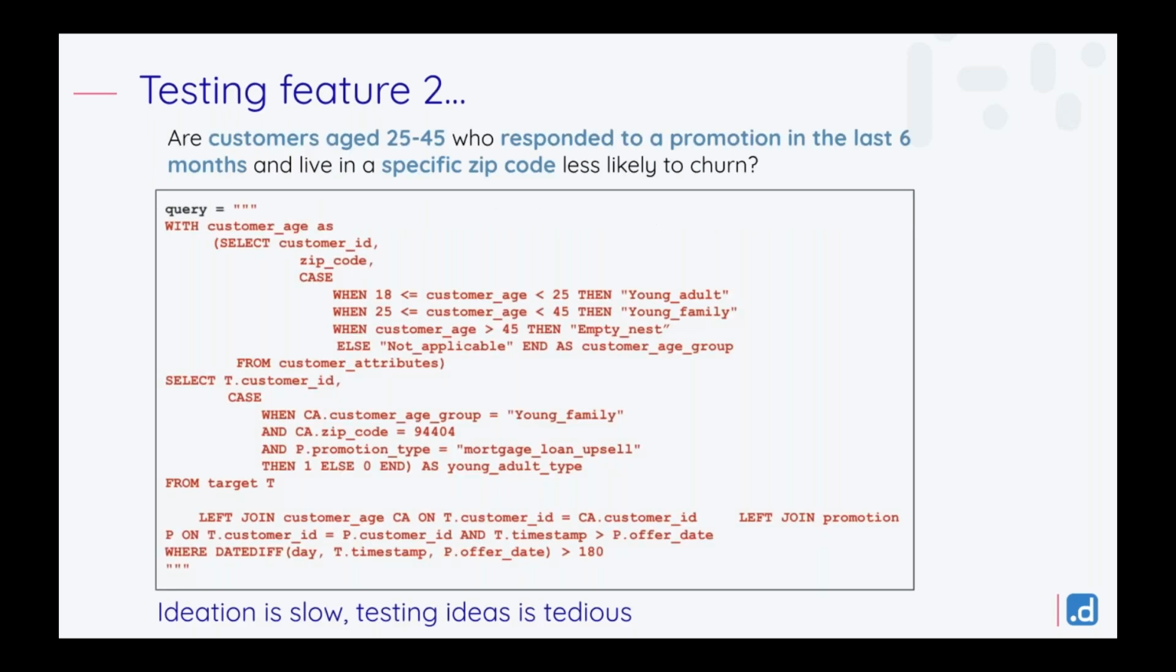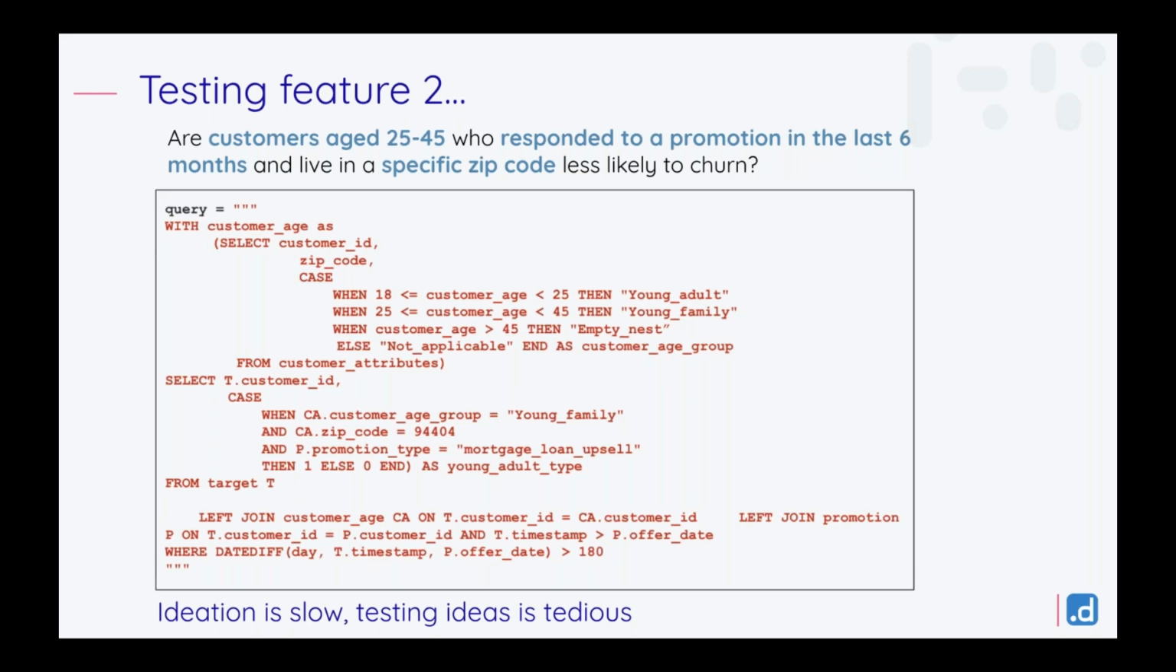Now we have the second idea. Are customers aged 25 to 45 who responded to a promotion in the last 6 months and live in a specific zip code less likely to churn? This is a very different idea. It requires a very different kind of SQL. Now, data engineers take this idea and build this second SQL that is dramatically different from the previous one.